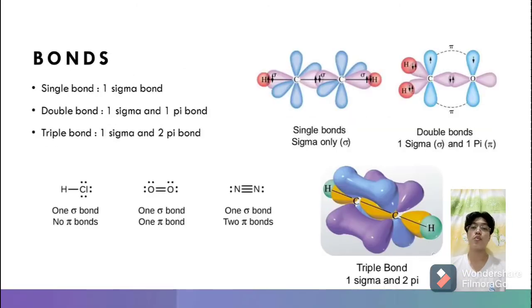This slide shows us what kind of bond a single, double, or triple bond has based on its atomic orbital overlaps. So we can refer to the image on the right. A single bond is made up of only one sigma bond. A double bond is made up of one sigma and one pi bond, while a triple bond is made up of one sigma and two pi bonds.